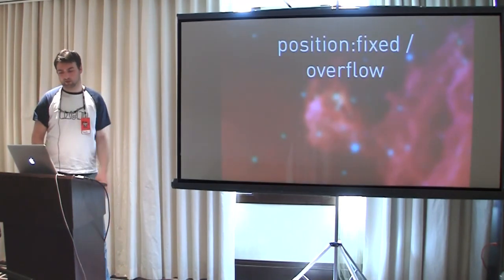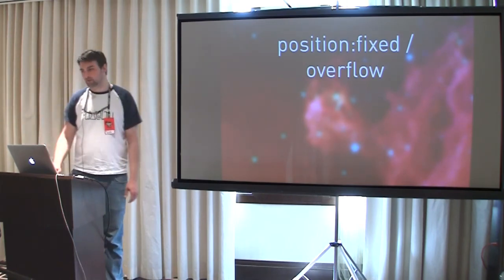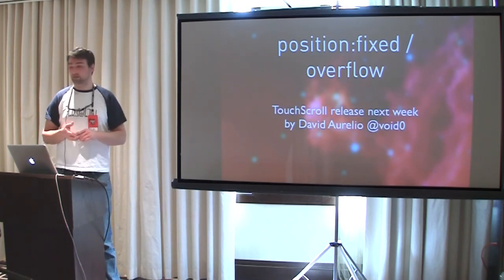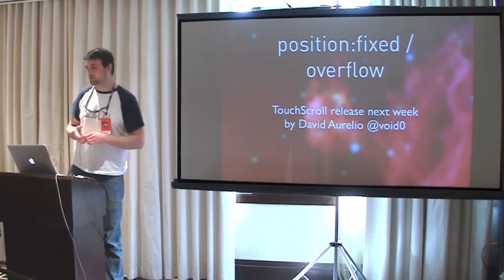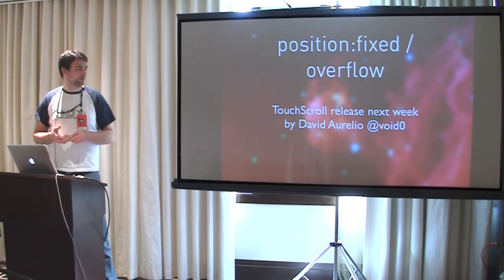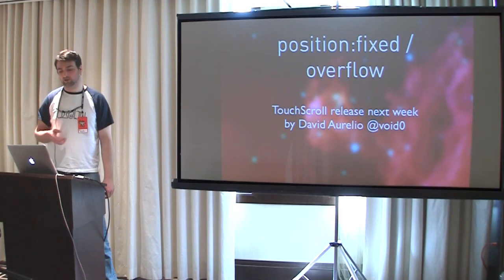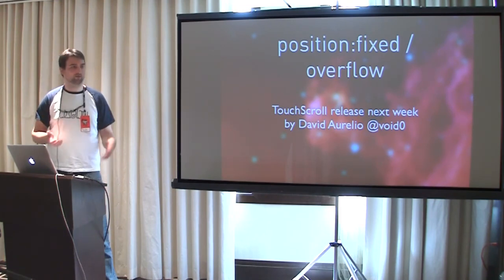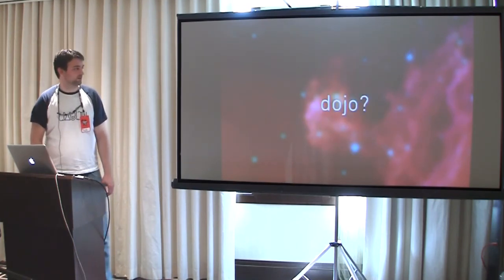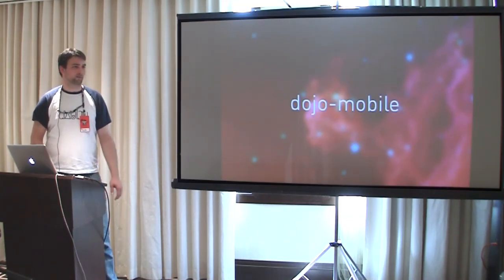This is just a small thing: position fixed is a problem on iPhone and Android. Next week there will be a release by David Aurelio. He's written a touch scroll JavaScript library, or a helper, that helps with scrolling panes. He worked on that for 3 months and tested it on the different devices, and it will be out next week. We're also currently working on a Dojo mobile, and you will hear something about it in the next weeks.